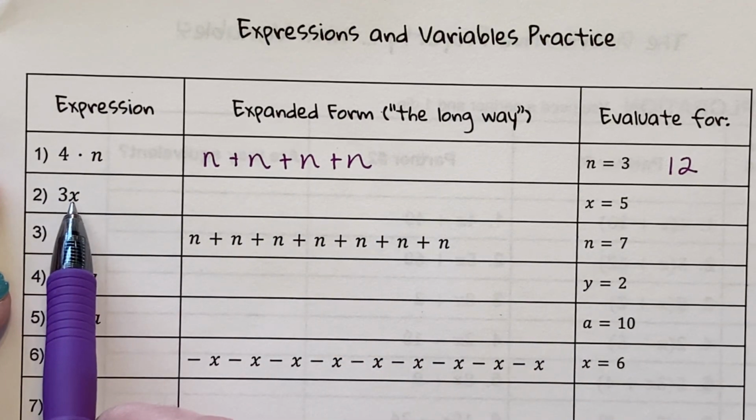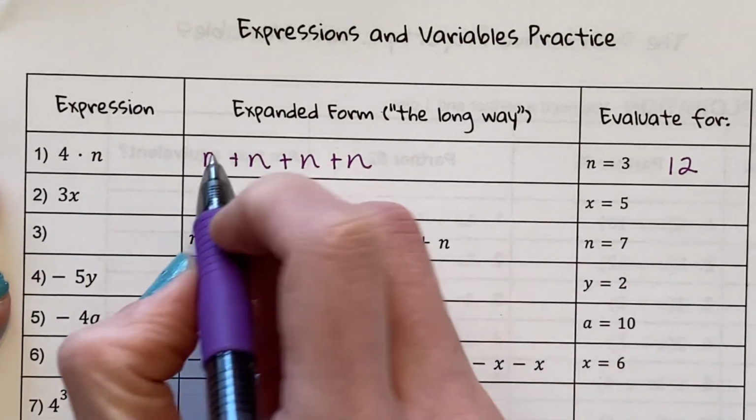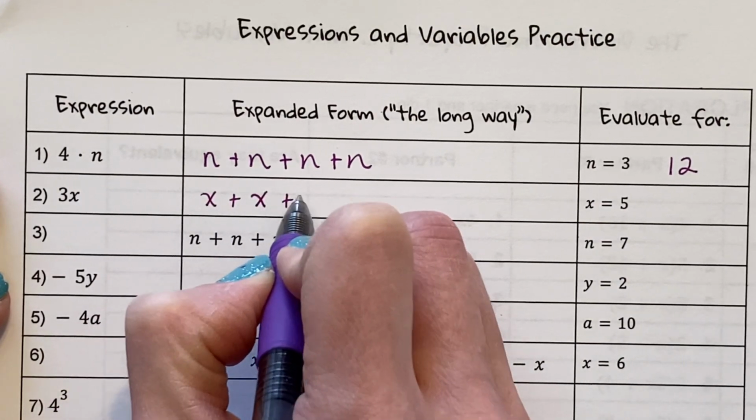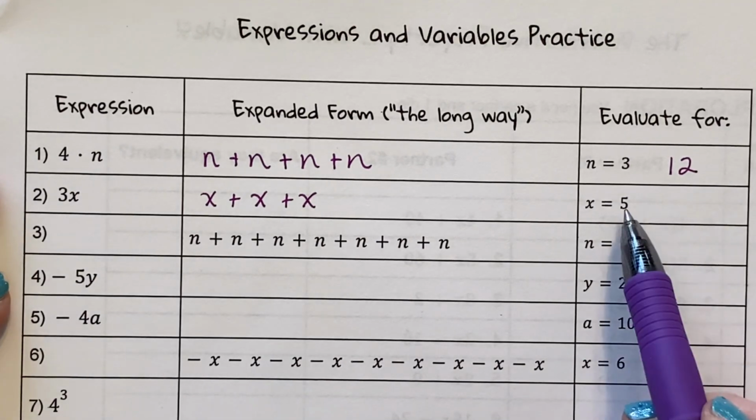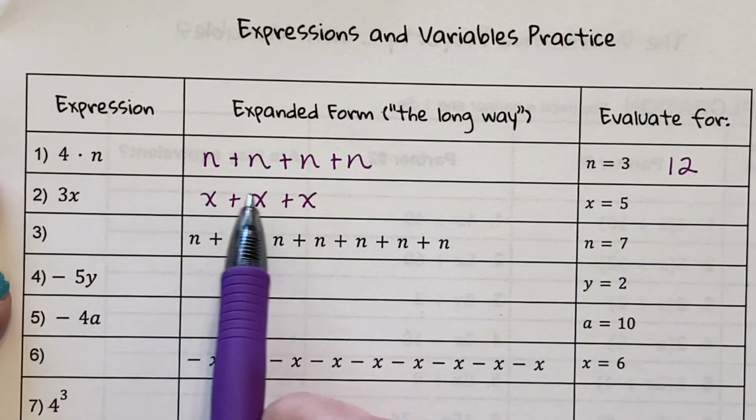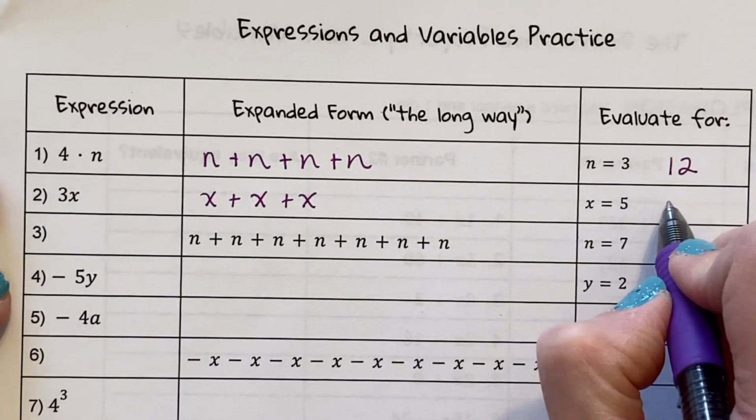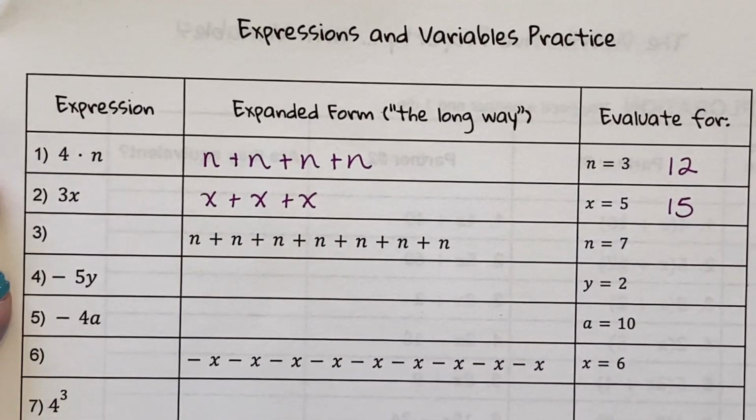3 times x, well, that means 3 copies of x. Expanded, that means x plus x plus x. And when we're going to evaluate it, when x equals 5, that means 5 plus 5 plus 5, or 3 times 5. And that would equal 15.